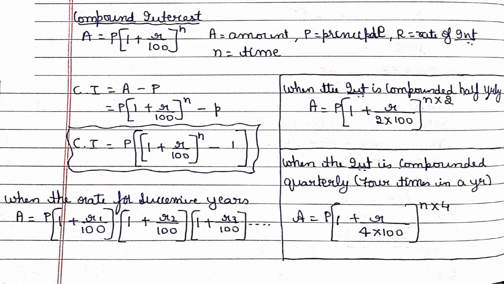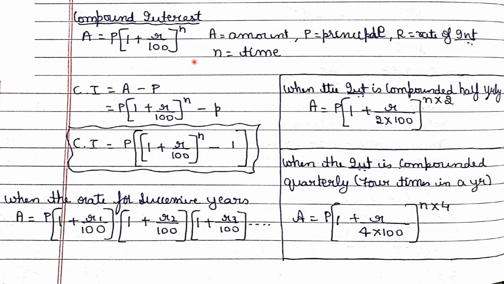Here you can look at a formula. If you want to calculate an amount, the amount is equal to P into (1 plus R by 100) to the power of N. A is the amount, P is the principal, R is the rate of interest and N is the time, which is nothing but the number of years. You can write either N or T, but N is the most usable.